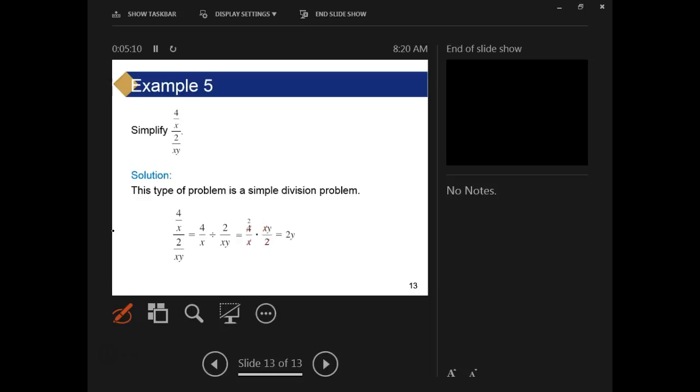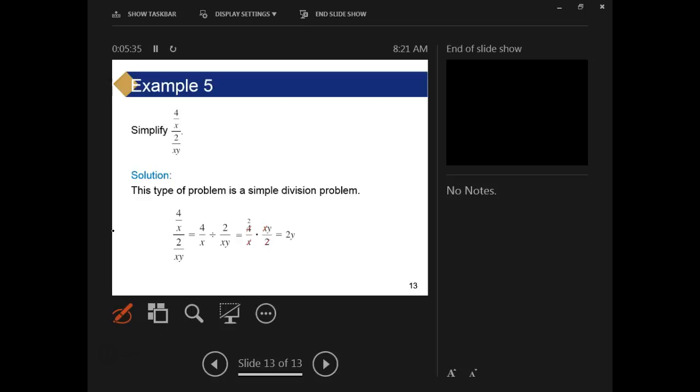Let's look at the common denominators of all the denominators in this 4 over x and 2 over xy. What's the least common denominator between x and xy? xy. It has to be common to both. x is common to both, but xy is not common to this one. So the least common denominator is xy.